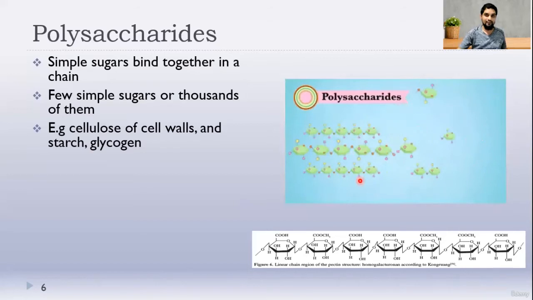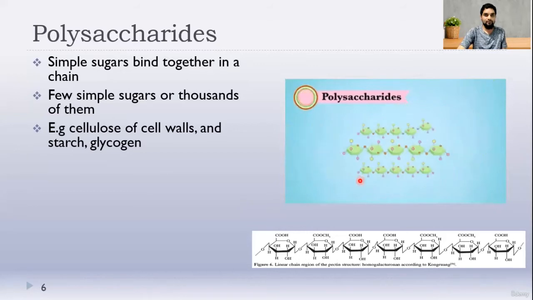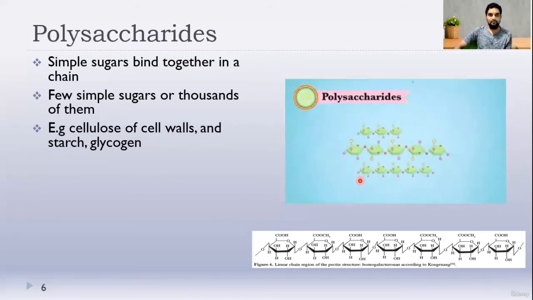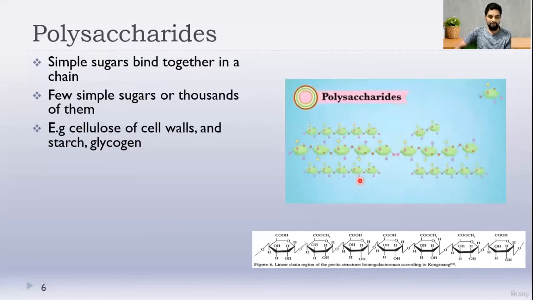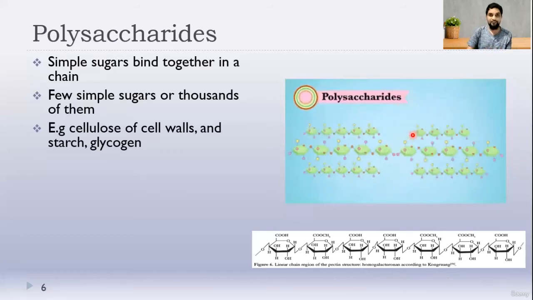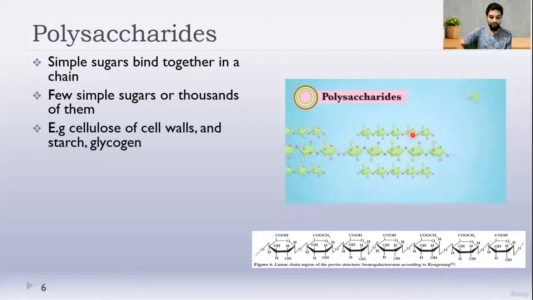We also have glycogen as an example of polysaccharide. Glycogen is the excess glucose that is stored in animals. For example, in our liver and in our muscle cells, the glucose is stored as glycogen. So these are all examples of polysaccharides. The animation here is showing us how they are joined together. The different monosaccharide units are joined together to form polysaccharides.